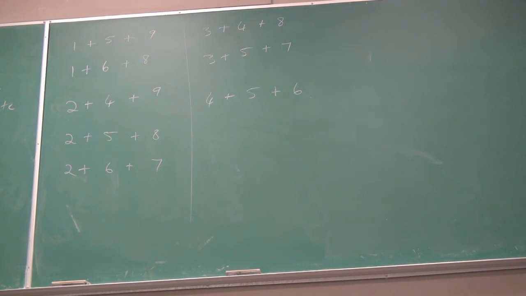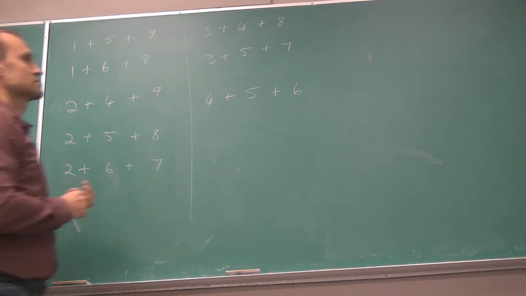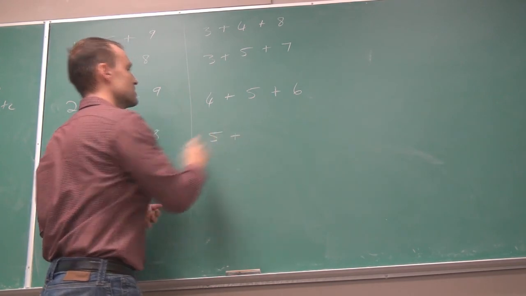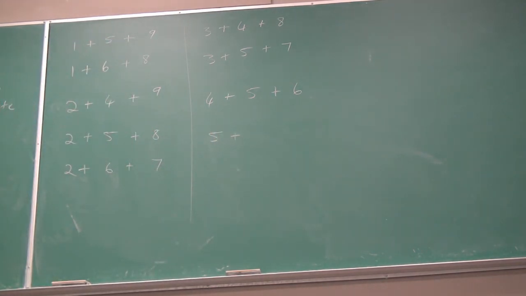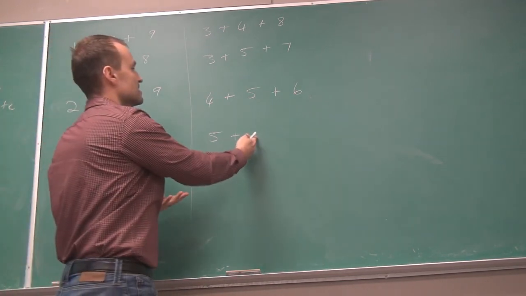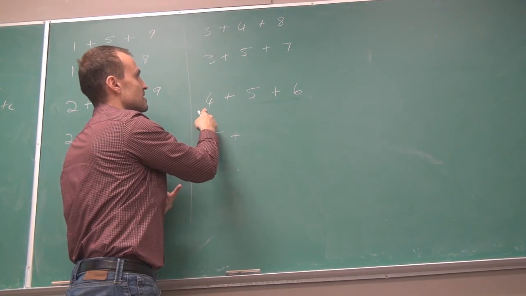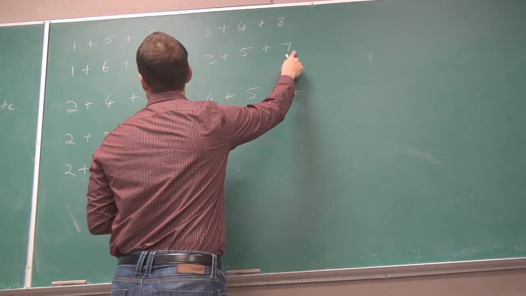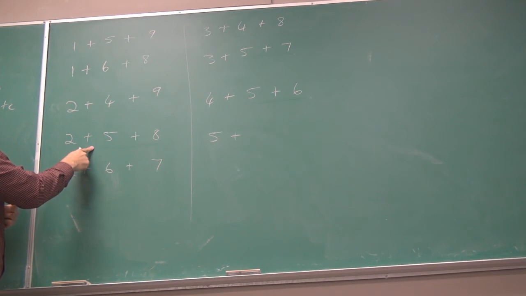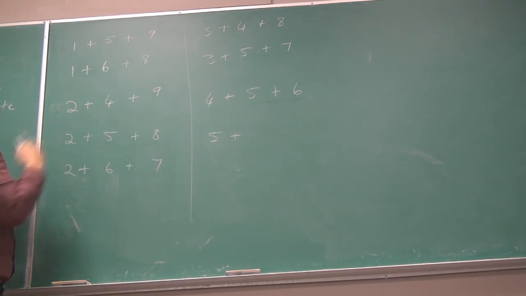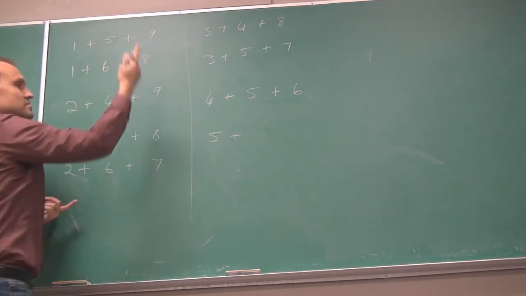Is there anything missing in my list? I've only looked at the first numbers being 1, 2, 3, and 4. Should I look at the next one being a 5? Well, I'm not looking at 1, 2, 3, and 4 for that, so I can look at a 6, and I already have it there. 5 and 7 is there. 5 and 8 is here. 5 and 9 is up there. So that's all of them.